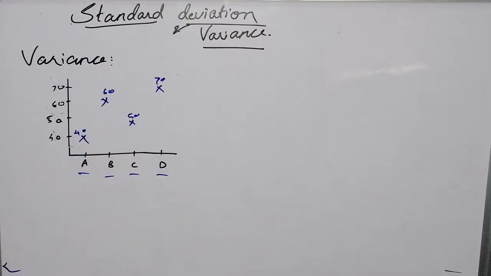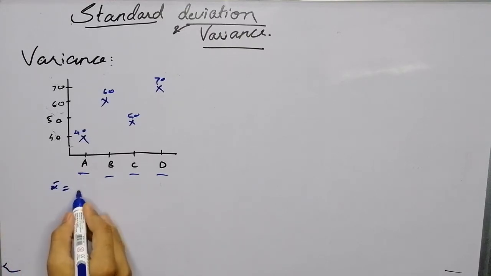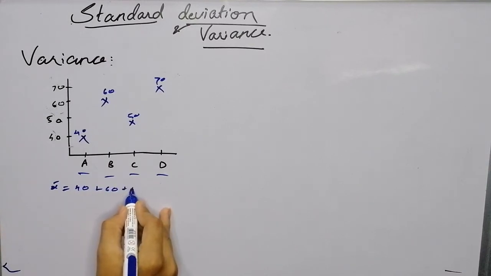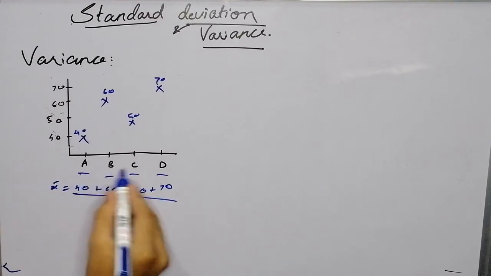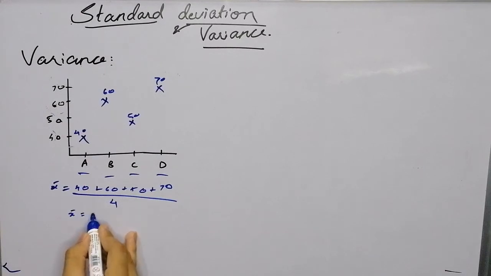So let us first find the mean. What is mean? Mean is just the average. Let us denote it by x bar. So let us find the mean: 40 plus 60 plus 50 plus 70 divided by, we have 4, so we'll take it over here as 4. So we are getting the mean as 55.